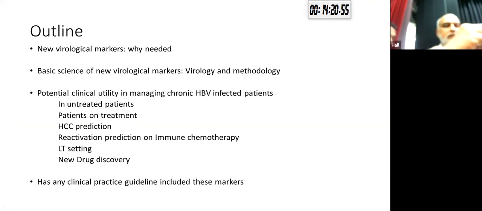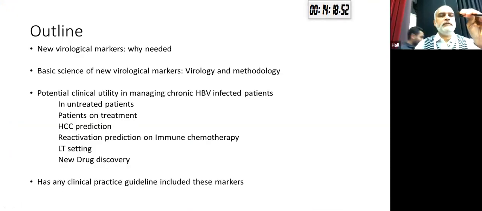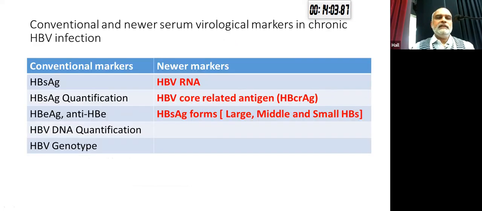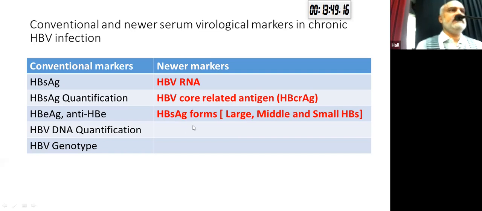So this will be the outline. First, we will discuss what are those newer virological markers, what is the basic science behind them, what is the potential clinical utility, and have they been incorporated in any of the clinical practice guidelines. So these are the conventional markers which we know: HBsAg, HBsAg quant, E antigen, anti-HBe, DNA, and genotype. These are the conventional markers, and these are the upcoming new markers: HBV RNA, core-related antigen, and various forms of HBsAg that we will see.